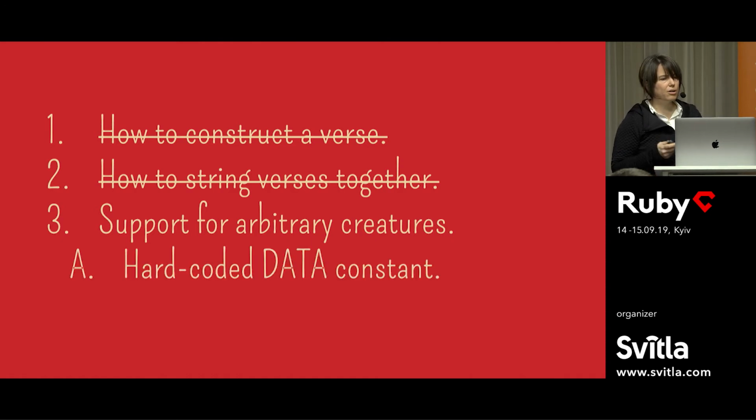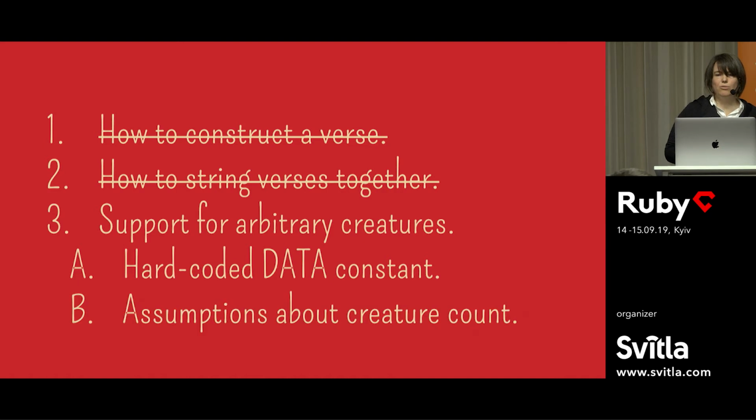We have a hard-coded constant with all the data in it that the algorithm is operating on. And in several places, we have a hard-coded assumption about how many creatures there are, which might turn out to be wrong. So the hard-coded constant is a straightforward thing to deal with. So let's do that first.